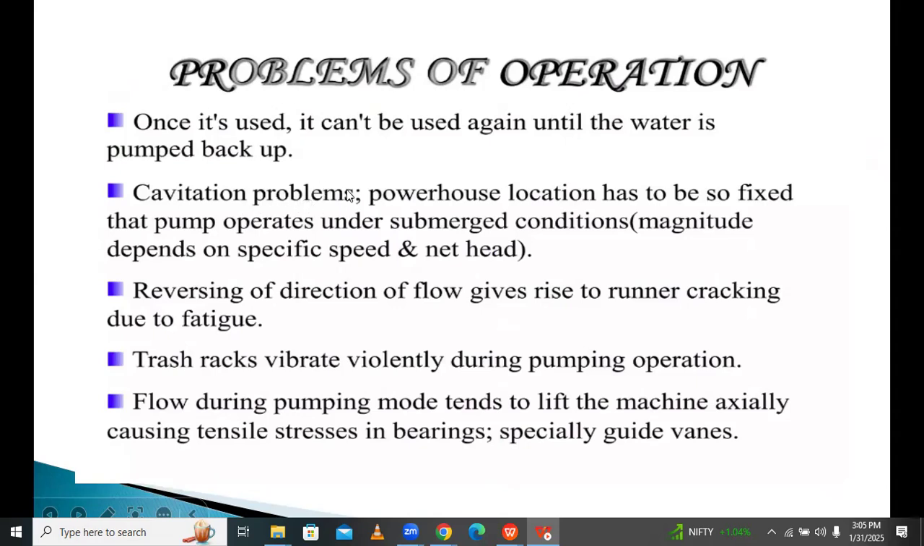Cavitation problems are also one of the problems. The powerhouse location has to be fixed so that the pump operates under submerged conditions, otherwise cavitation problems take place. The reversing of the direction of flow gives rise to runner cracking due to fatigue. Trash racks vibrate violently during pumping operation. So these are the different types of problems faced in pumped hydro storage. This is complete information regarding pumped hydro storage systems.